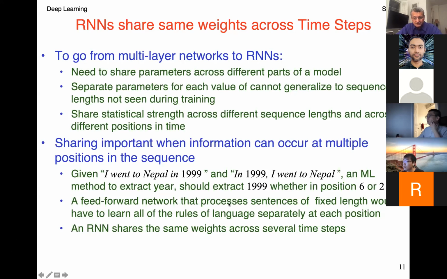A feed-forward network that processes sequences of fixed length would have to learn all the rules of the language separately at each position. So this is not like processing 6 words only or 7 words only. An RNN shares the same weights across several time steps. That's being re-emphasized again and again: the same set of weights is being used across each time step.